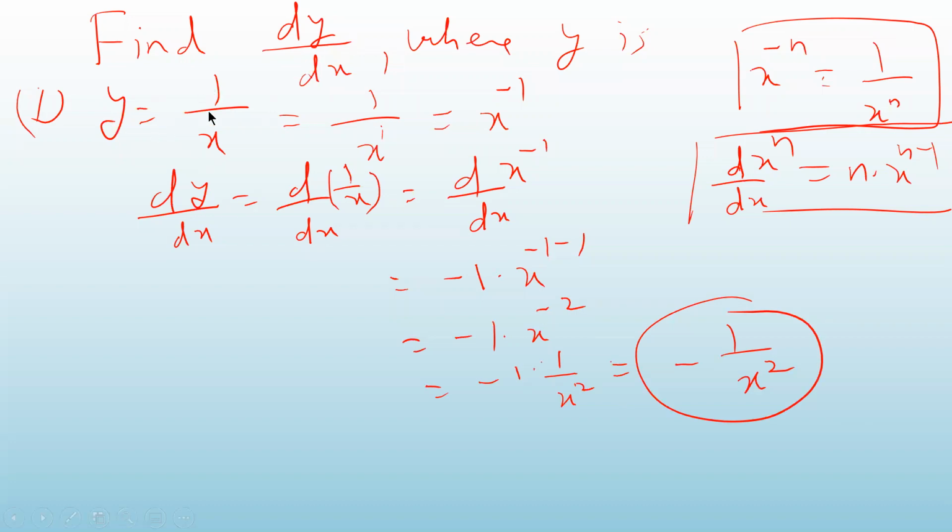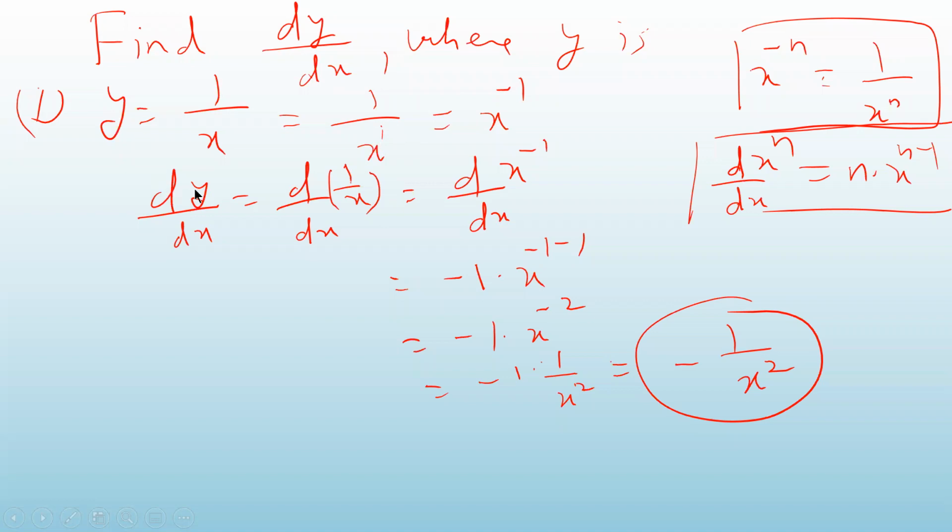Y equal to 1 upon x. X is in the denominator, so I can bring it in the numerator. What will happen? The sign of the power will change as per this formula. The power sign is positive here. It is in the denominator, I'll bring it in the numerator, so the sign of the power will become from plus to minus. So 1 upon x is same as x to the power minus 1.